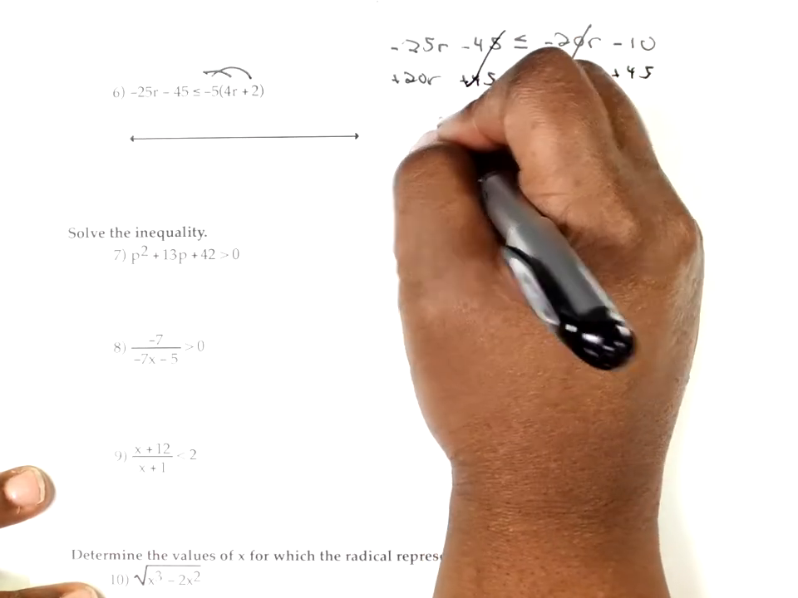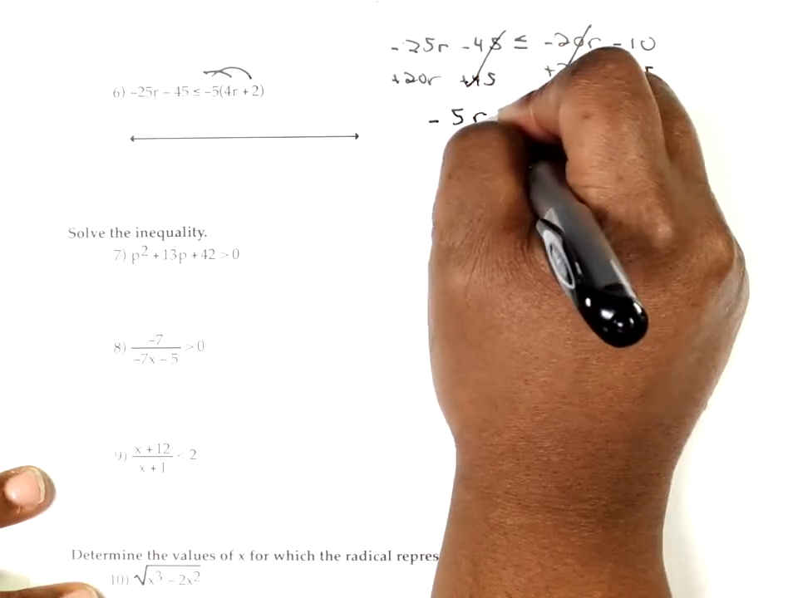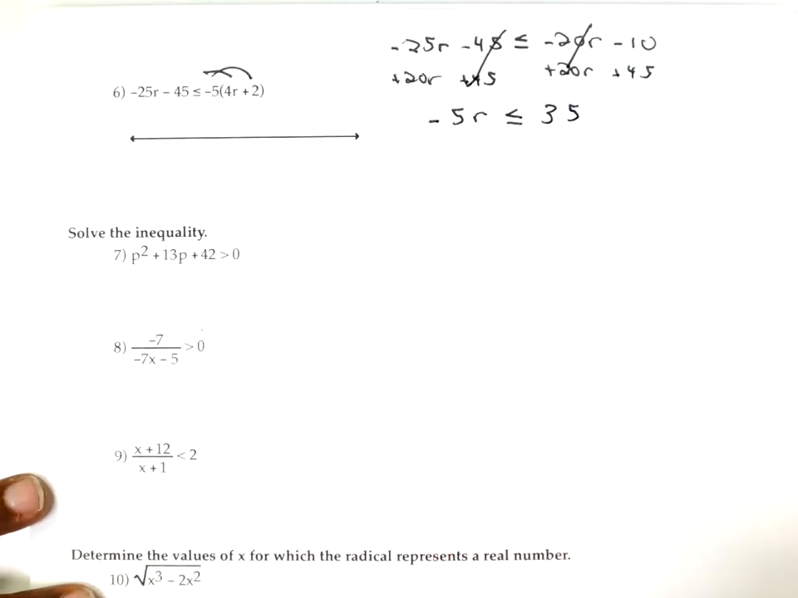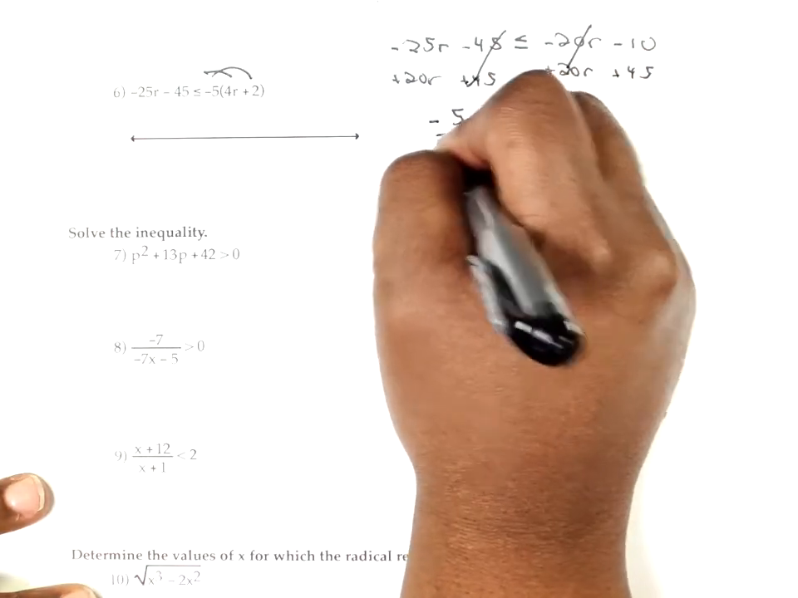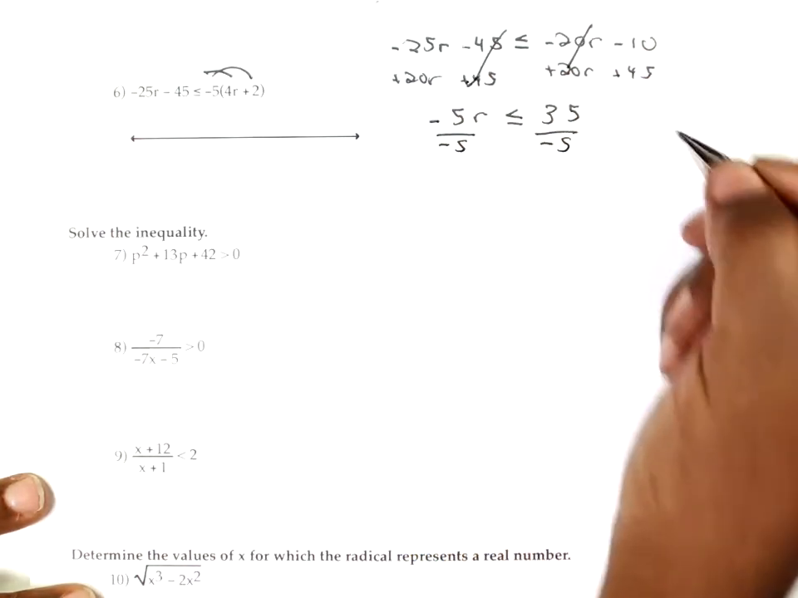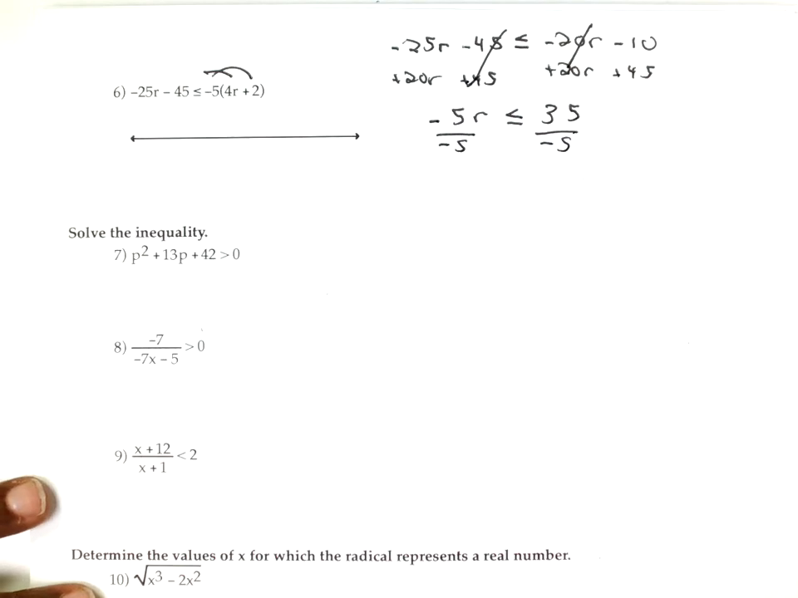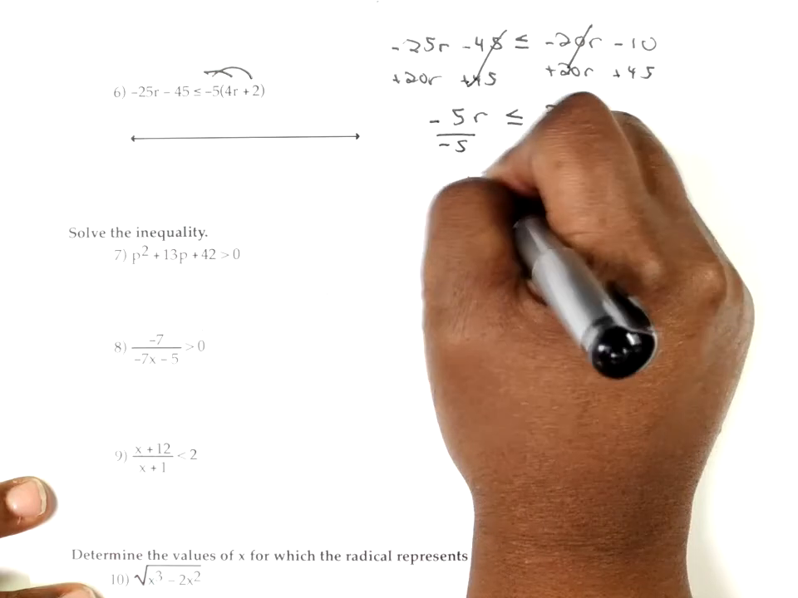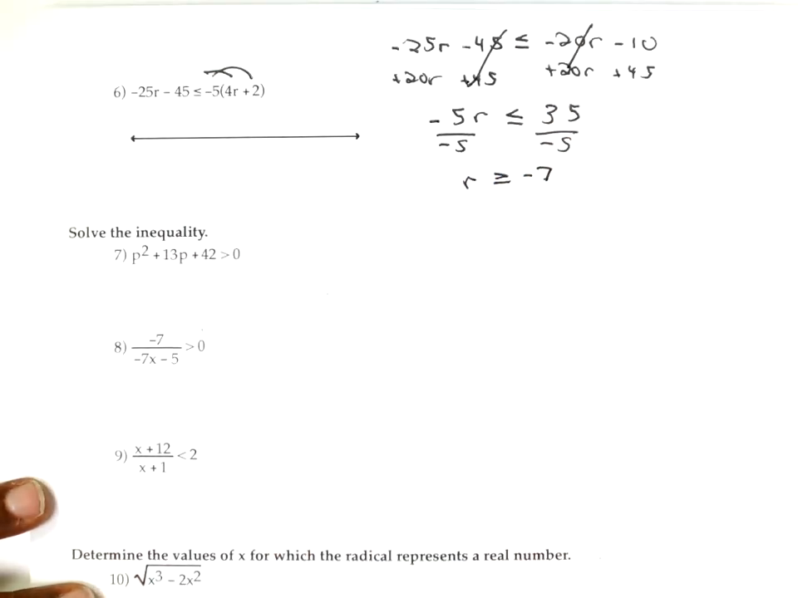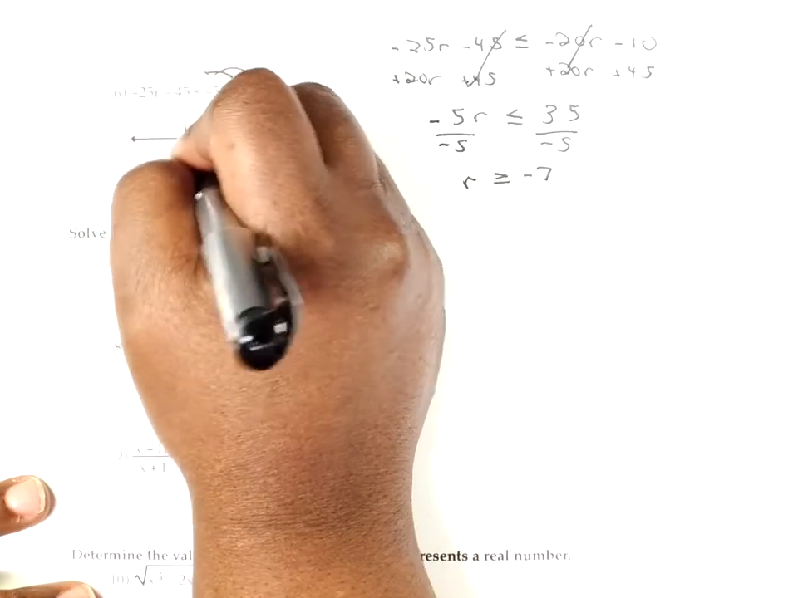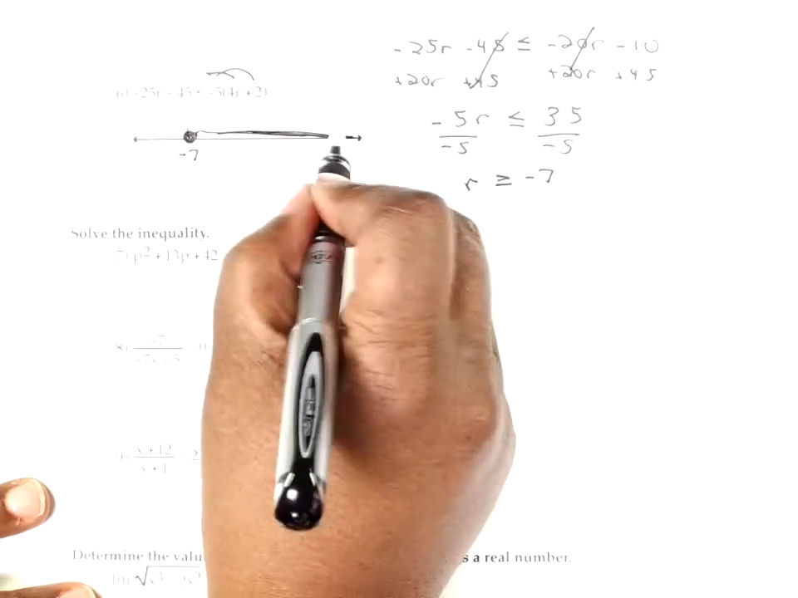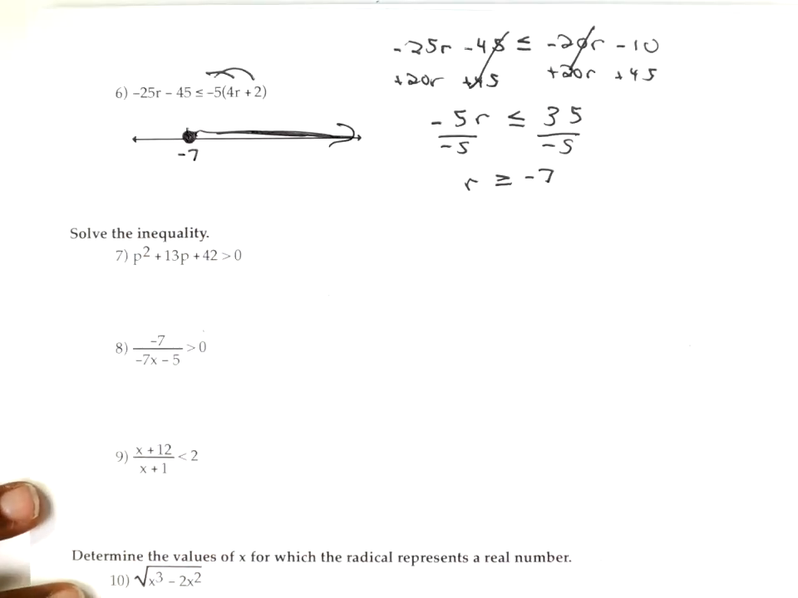So that's gone. So I have negative 5r is less than or equal to 35. Here, to get r by itself, I'm dividing, but this time when I divide, it's a negative number. So because it's a negative number, it reverses my inequality, and I get r is greater than or equal to a negative 7. So again, I find negative 7. This time it's filled in, and I'm shading it to the right.